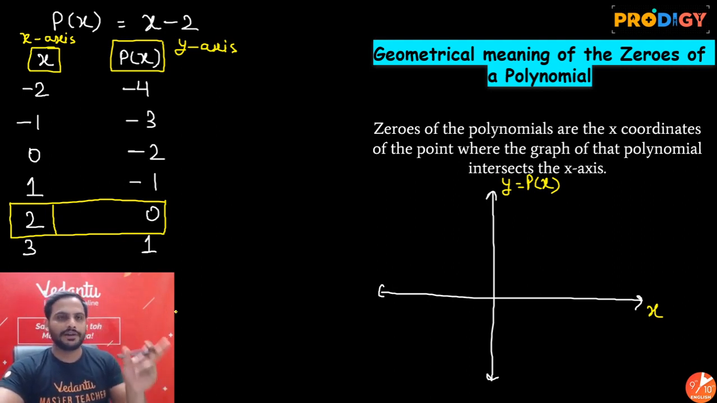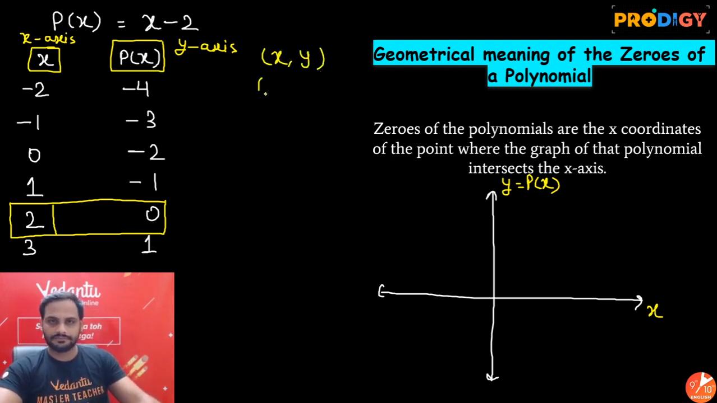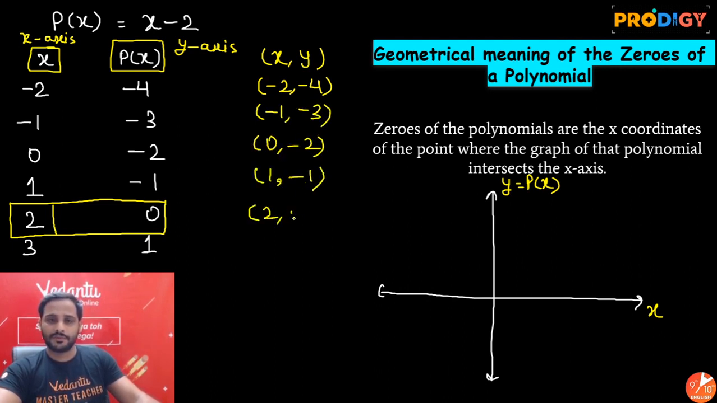As I have told you, beta, x coordinate is the value of the variable, y coordinate is the value of the polynomial. So x comma y: first coordinate minus 2 comma minus 4, minus 1 comma minus 3, 0 comma minus 2, 1 comma minus 1, 2 comma 0, and 3 comma 1. Let's plot all of them.